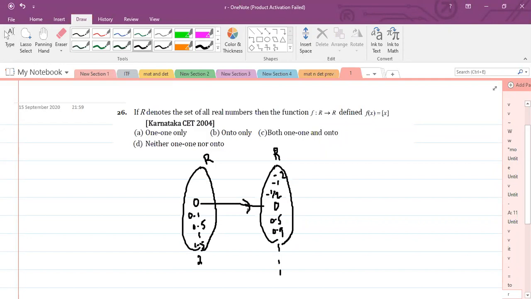If you substitute 0 as input, output will be 0. Greatest integer of 0 will be 0. If you substitute 0.1, then also it will be 0. Immediately you can say it is not one-one. So up to 0.99999, every value will be connected to 0. If you move into 1, then this 1 will be connecting to 1 itself.